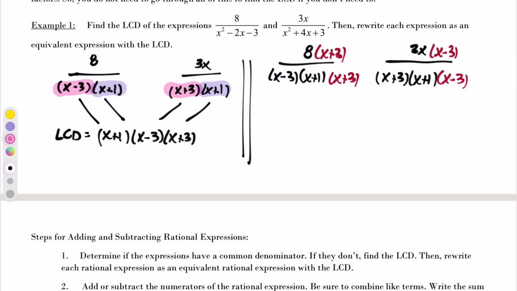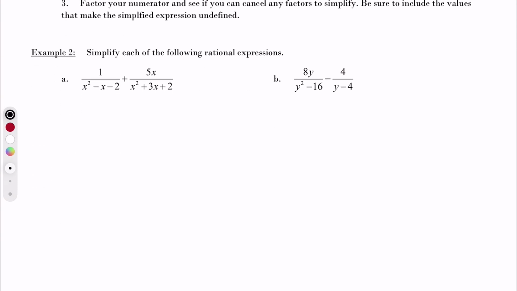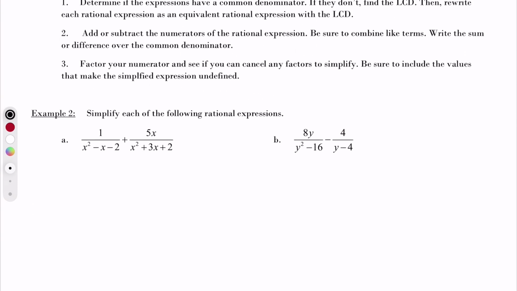This problem does not ask us to add or subtract anything. So this problem is done. It just says write each expression over, or write an equivalent expression with the LCD. So that's like an introductory example. Let's do some actual addition and subtraction.